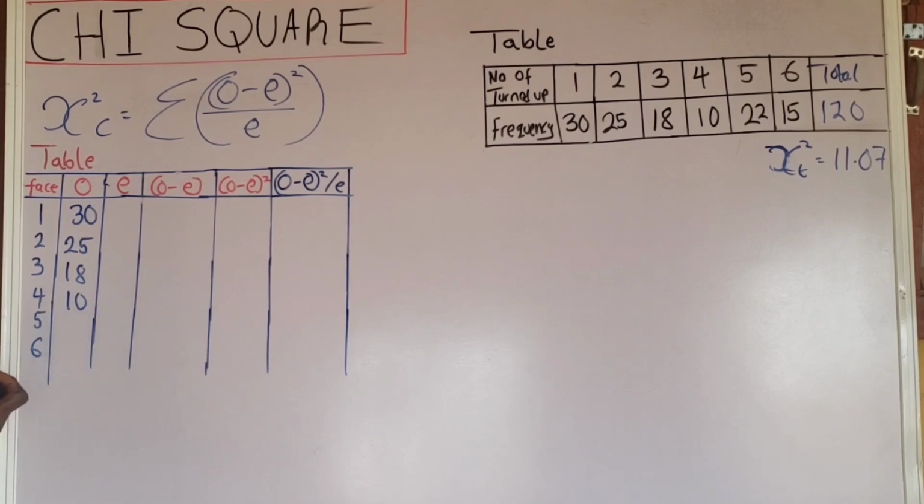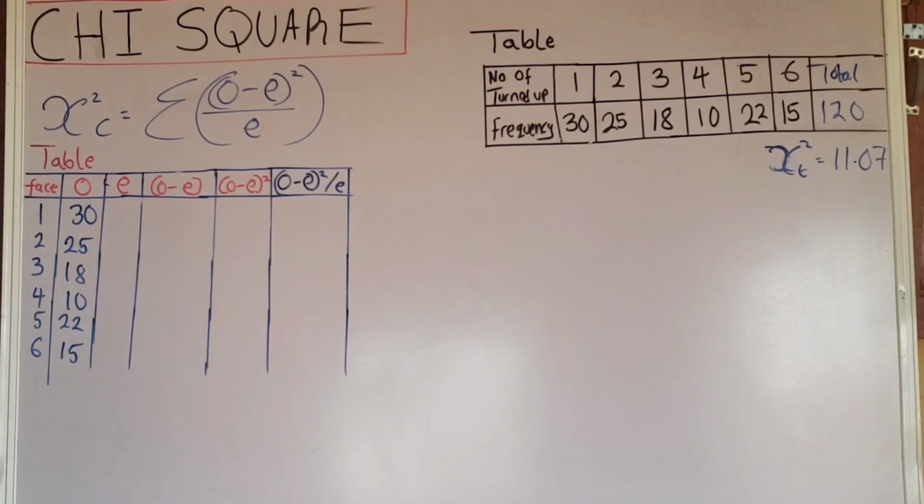For phase 5 we have 22. For phase 6 we have 15. Okay. Now, what of the expected? How do we determine the expected? Now, please pay attention. Don't forget that the test we are dealing with is the goodness of fit test. We are asked to test if the die is unbiased.